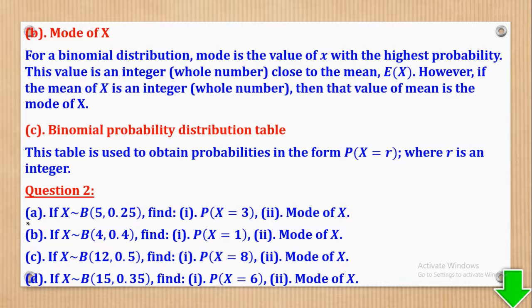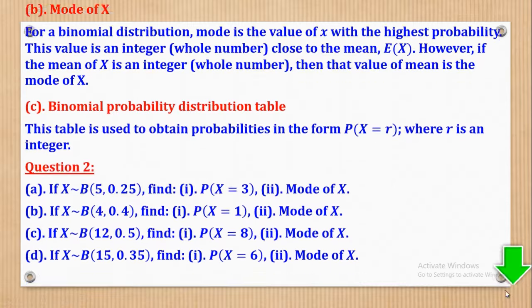So we shall start with part A. Part A says that if x follows a binomial distribution with number of trials 5 and probability of success 0.25, find Roman 1, the probability of x equal to 3, and Roman 2, the mode of x. So what you should remember is that n is 5, p is 0.25 and r is 3. With that knowledge we can now go and use our binomial distribution table.